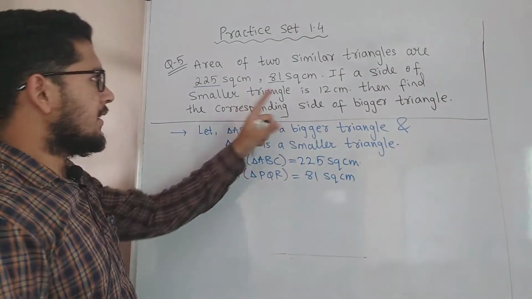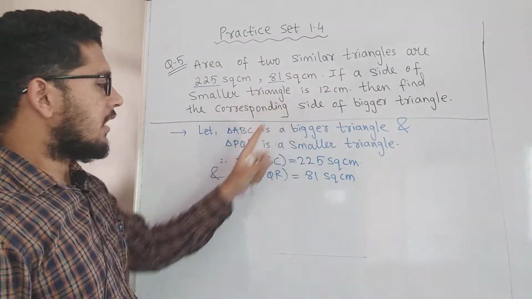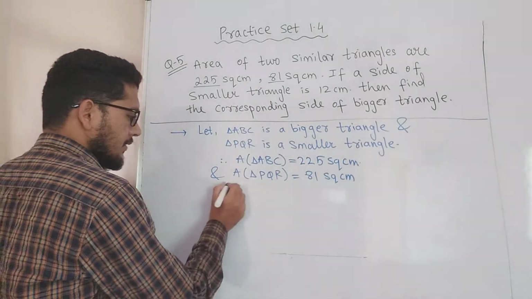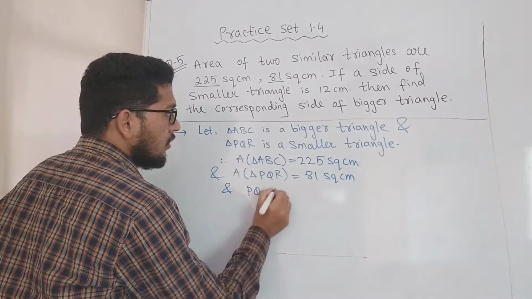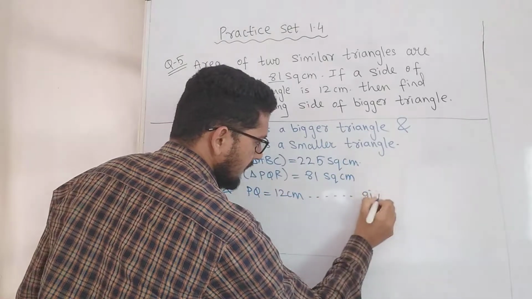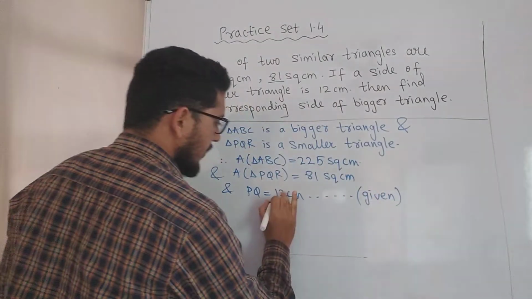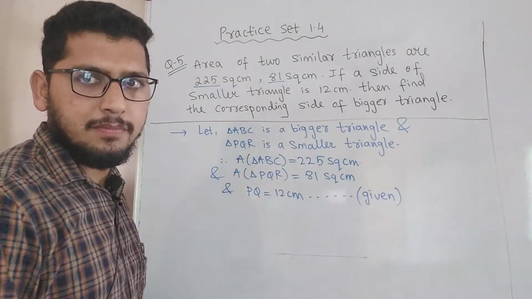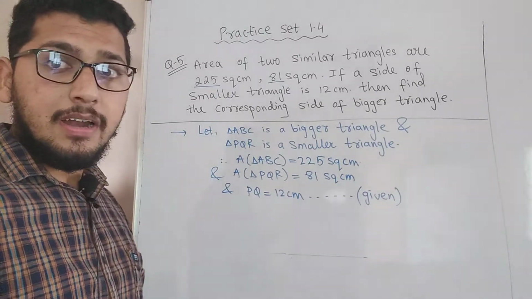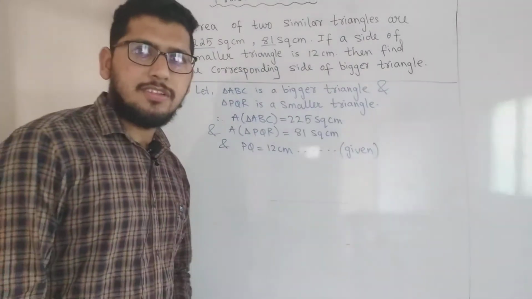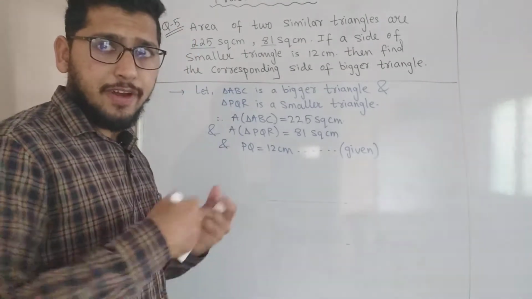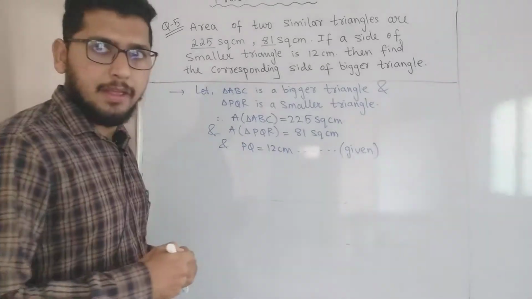So one side is given. The side of the smaller triangle, which is PQR, is given, and therefore PQ is given as 12 centimeter. We'll write here 'given'. Now after that we'll use the theorem. Which theorem do we have to use? We'll use the theorem of area of similar triangles. PQ is given 12 centimeter. Now we have to find the other side, that is AB. So how will you find it?